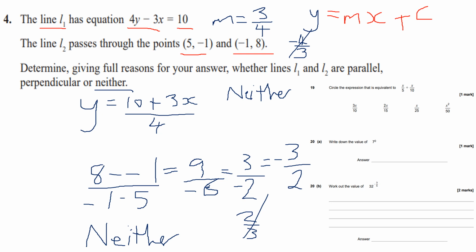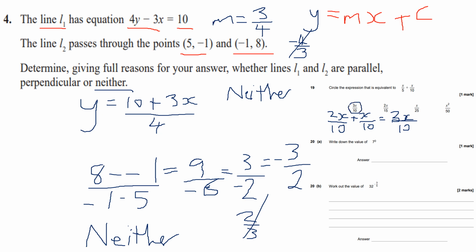Question number 19. Circle the fraction that is equivalent to x over 5 plus x over 10. So writing it under a common denominator, x over 5 is the same as 2x over 10, times top and bottom by 2, plus x over 10. We're going to get 3x over 10. So I'm going to circle option number 1.